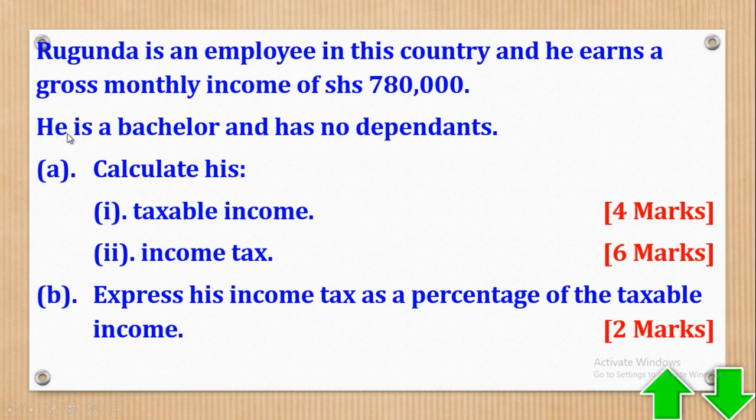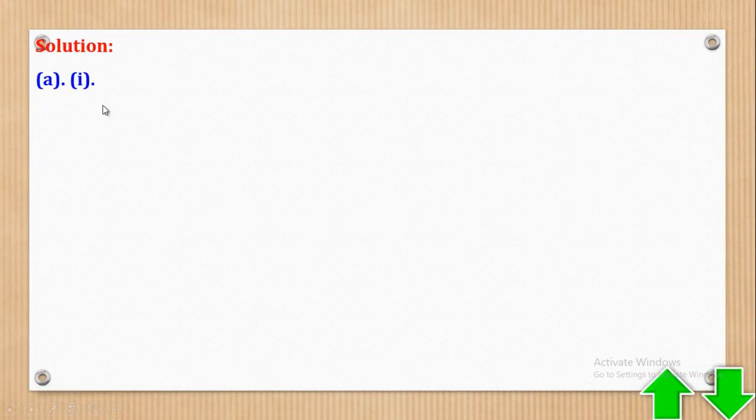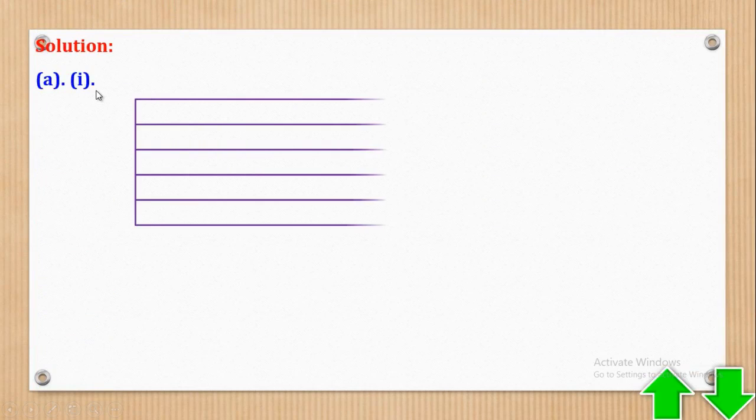He is a bachelor and has no dependents, meaning he has no children and is not married. Part A, calculate his Roman 1 taxable income, Roman 2 income tax, and Part B, express his income tax as a percentage of the taxable income. So we shall start with Part A, Roman 1.